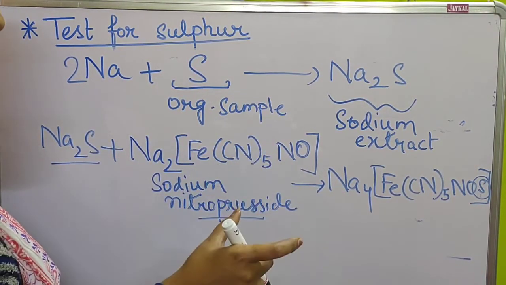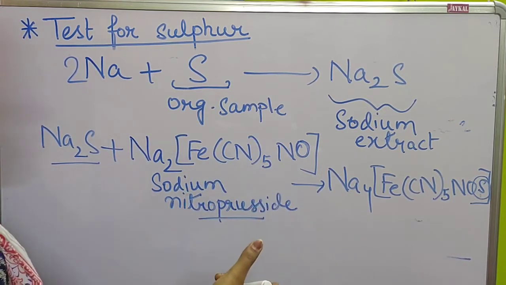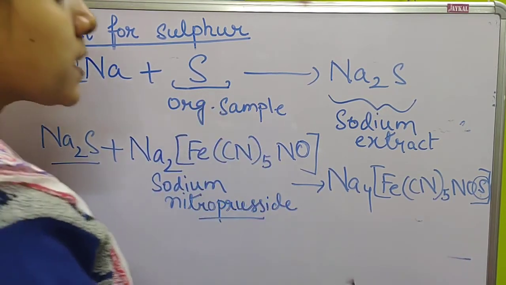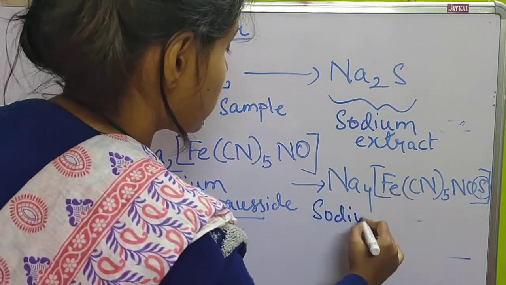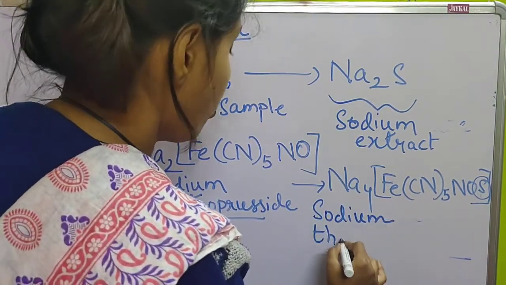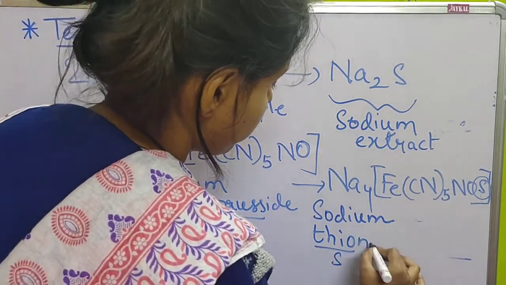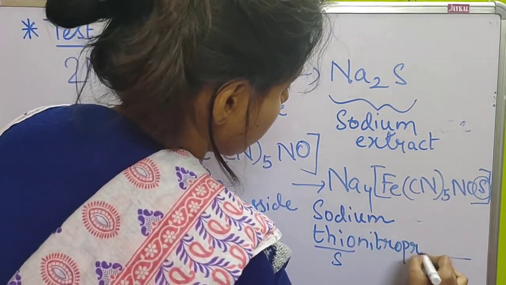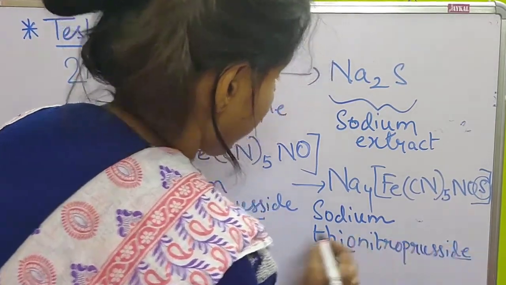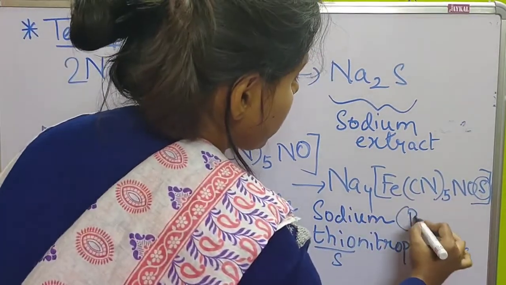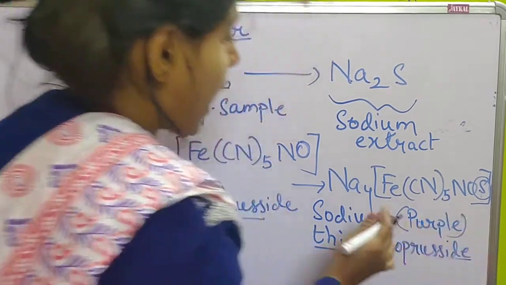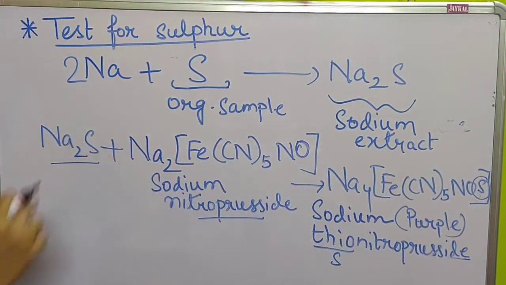The word thio is used whenever sulfur is present in any compound. So this is sodium thionitroprusside, which has a violet or purple color. So after adding sodium nitroprusside to the sodium extract, if the solution changes its color to purple or violet, that means sulfur is present in the organic sample.